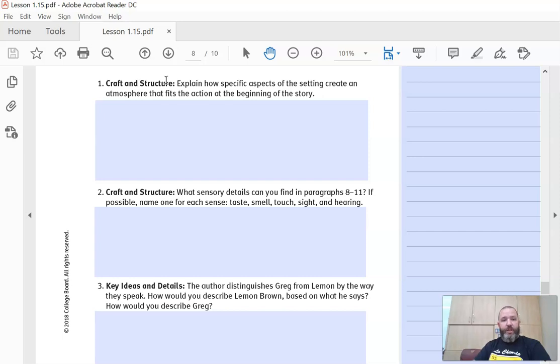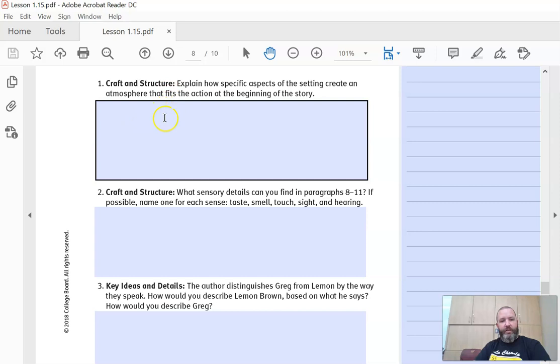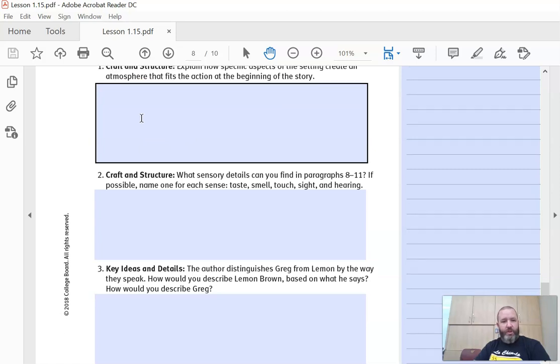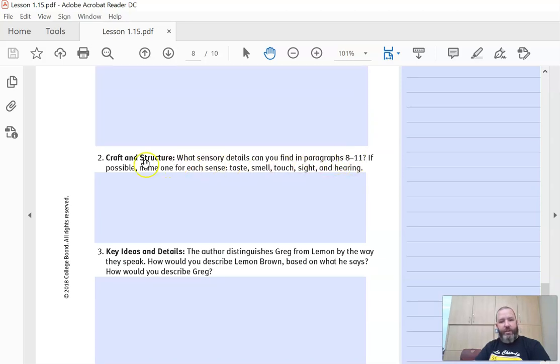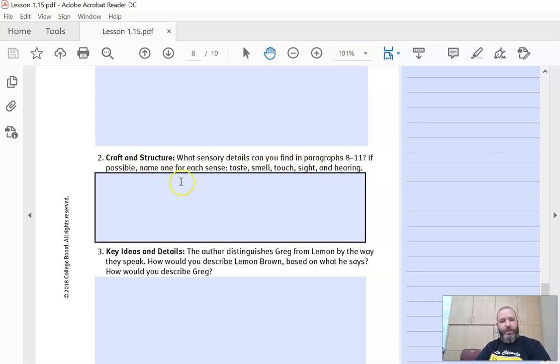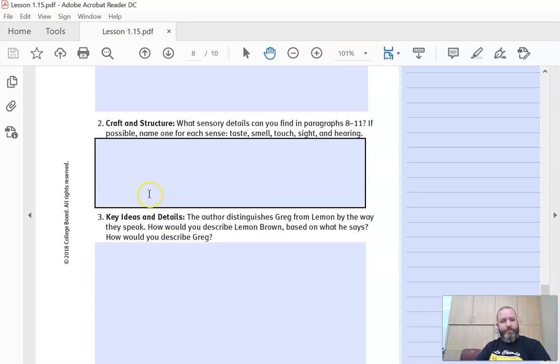Question number 1. Explain how specific aspects of the setting create an atmosphere that fits the action of the beginning of the story. As soon as he walks into the house, there's some atmosphere that is set. What does that make you feel, and why is that important to the beginning of the story? Number 2, what sensory details can you find in paragraphs 8 to 11? If possible, name one for each sense: taste, smell, touch, sight, and hearing. So make one for each.